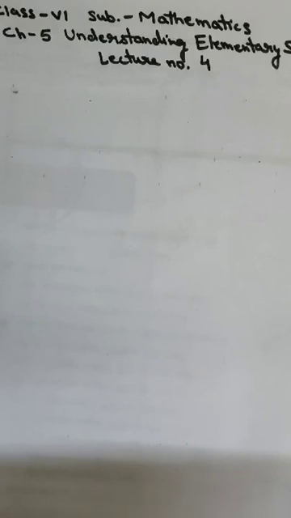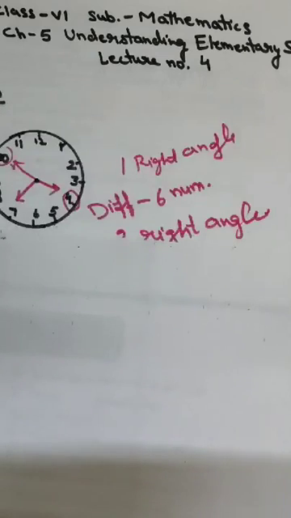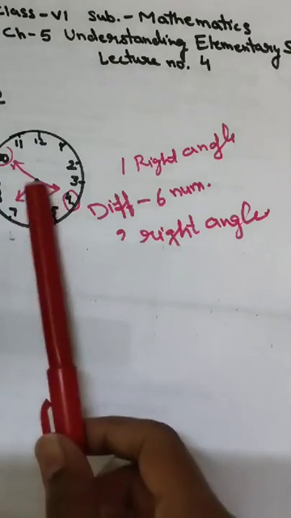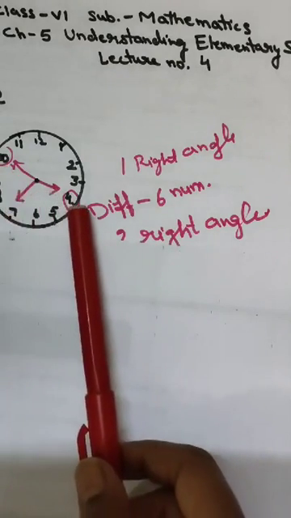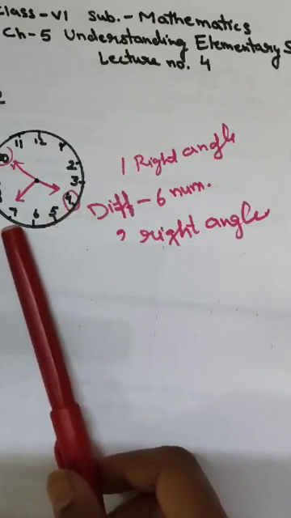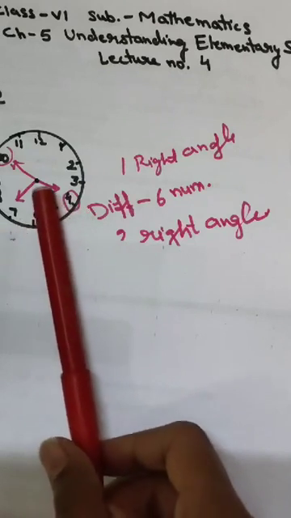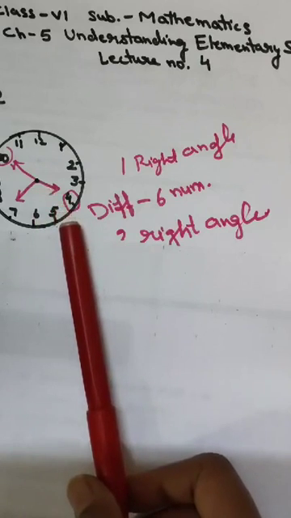First of all, we will quickly recapitulate what we have learned in lecture number 3. In lecture number 3, we did the case where a clock is given to us, with two hands. It starts from 4 and it will stop at 7. Then you have to tell the number of right angles it made.